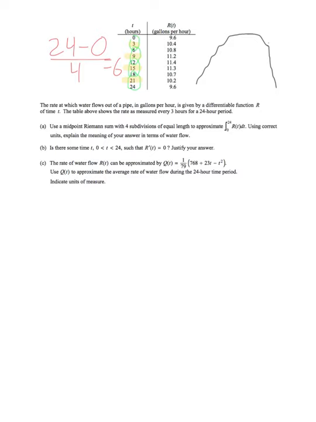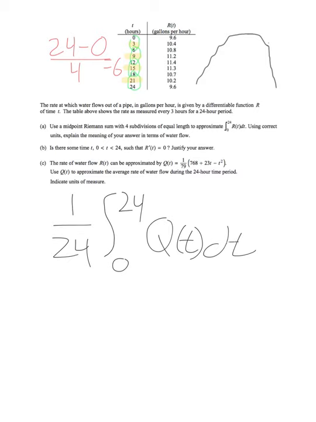So we just have here 1 over 24 times the integral from 0 to 24 of Q of t dt. And I just need to plug that into my calculator, and I believe we're going to get about 10.785. And it says indicate our units.